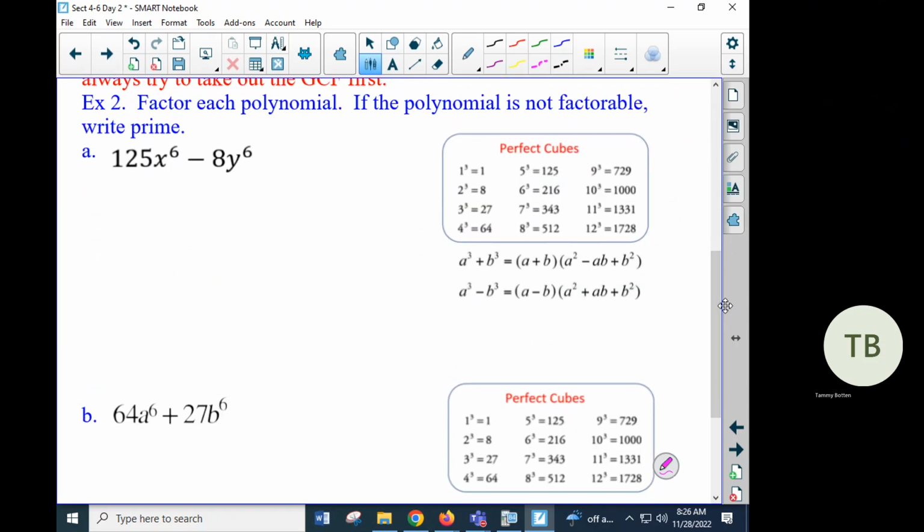So if we look at an example here, it can be plus or minus. I have 2 variables here. They have to be to either the 3rd power or the 6th, and notice they're the 6th. And then you have 125 and 8. They're both cubes. How I do these is I think, what cubed would give me this? For what cubed would give you 125, you can just look here. 5 cubed gives you 125, so I need a 5.